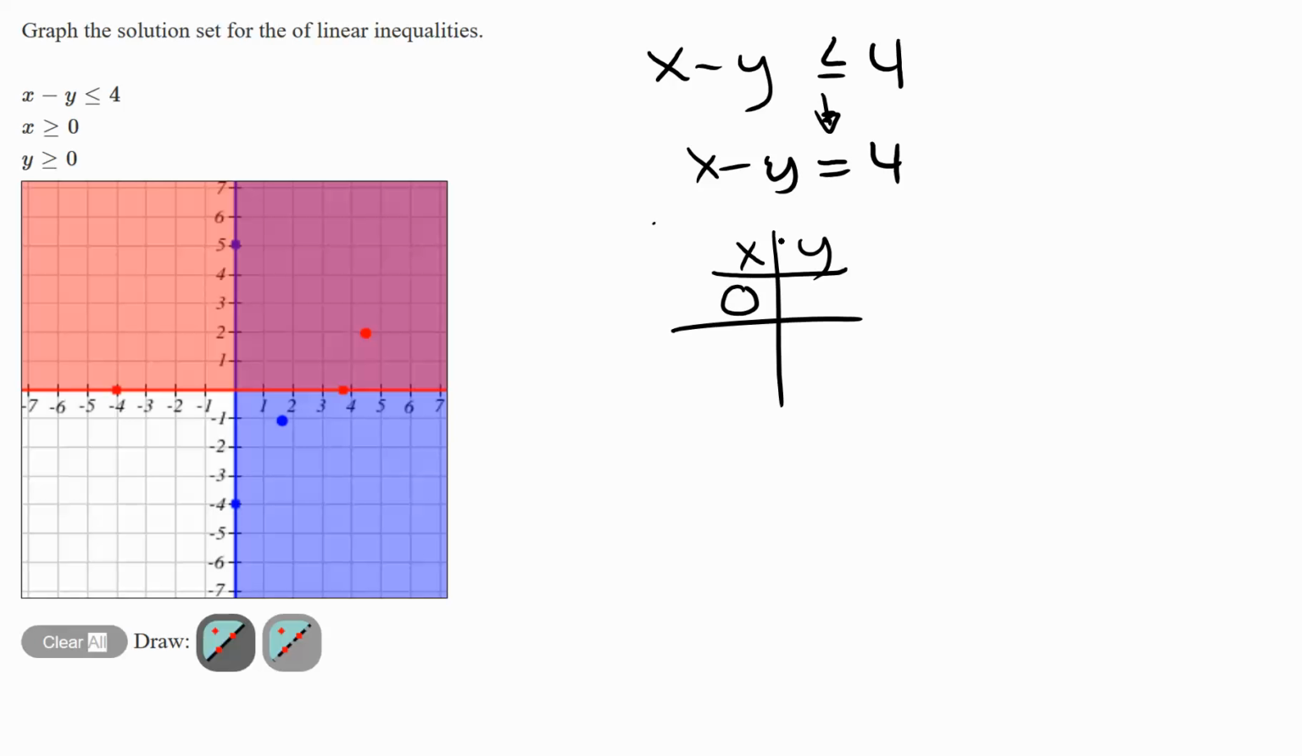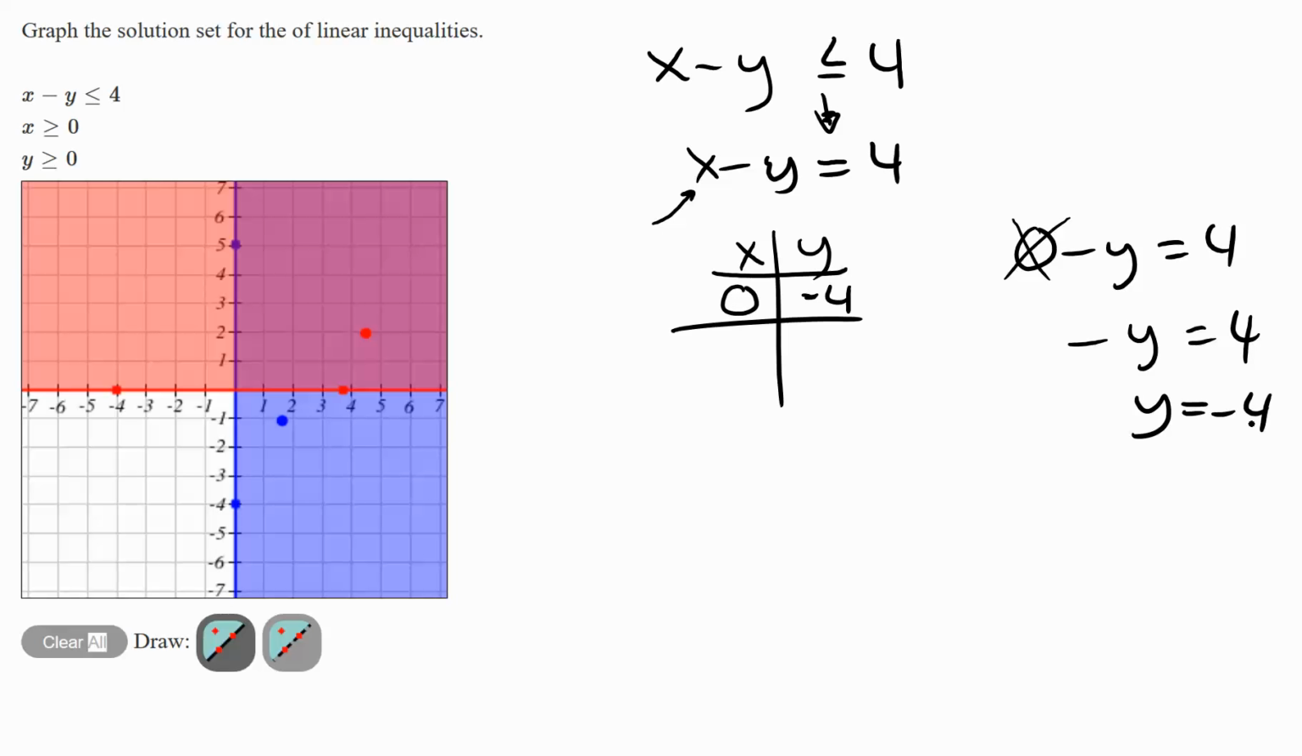So I'm going to plug a 0 right in there. If that's the case, it becomes 0 minus y equals 4. The 0 really just drops out anyway. So y has to be -4. Now plug in a 0 for the y value. So x minus 0 is equal to 4. This is even better, because that cancels off and we get just a 4.